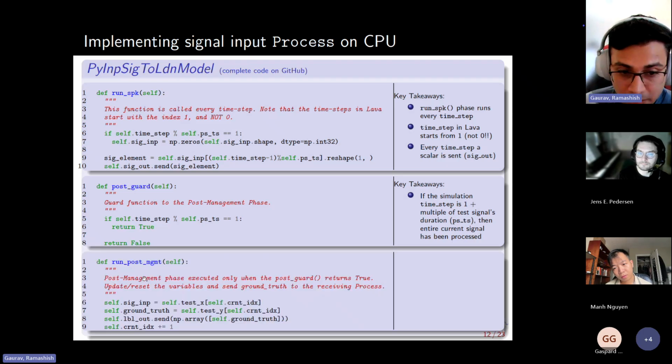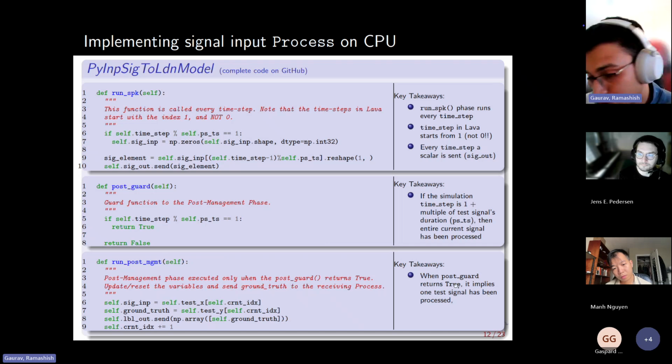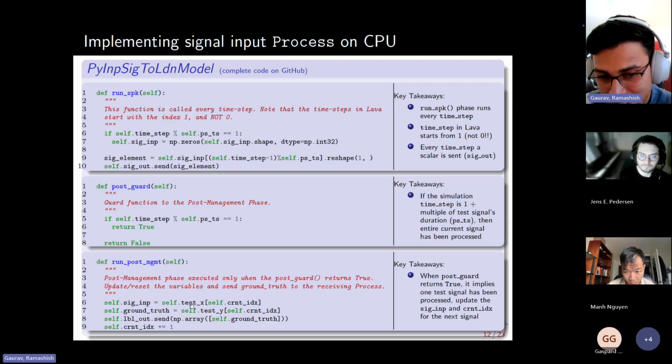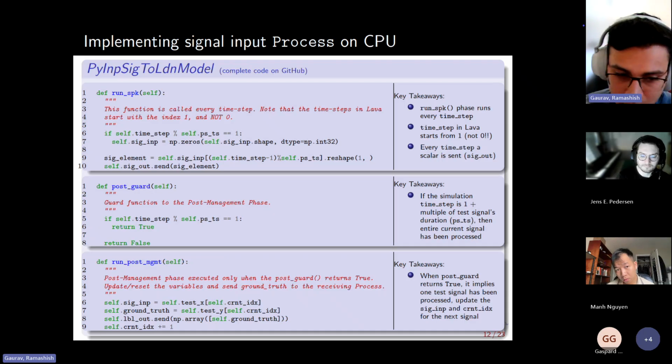So here you've got your run post management phase. The key takeaway here is that when the post guard returns true, when this function returns true, run post management will be evaluated. It also implies that one test signal has been processed. So you have to update the signal input variable, which stores the signal, as you can see here from the test X, that is the test signals. For the current index, it will be stored in the signal input. And eventually your current index will also be updated, that is, it will be iterated to the next test signal that you'd choose.